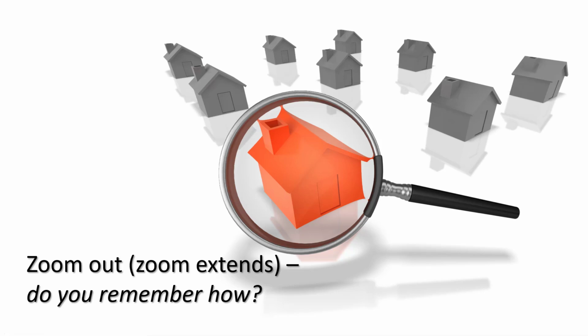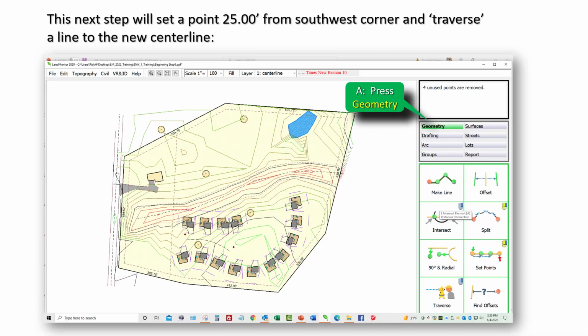So let's zoom out. Do you remember how? Just tap Z and E, or zoom extents, or click on that upper right window. So now what we're going to do is use the traverse function to show you how that works to extend a center line from the west property line.